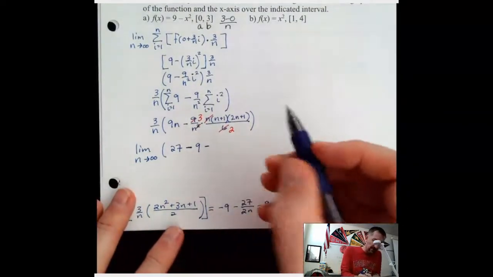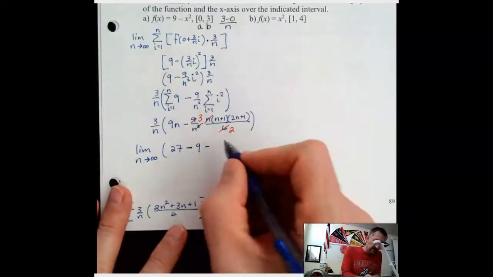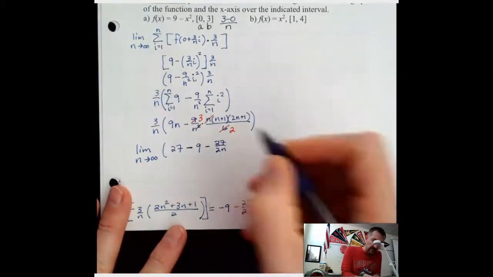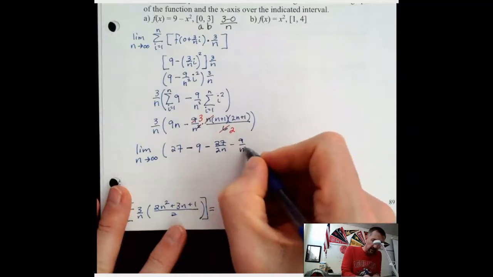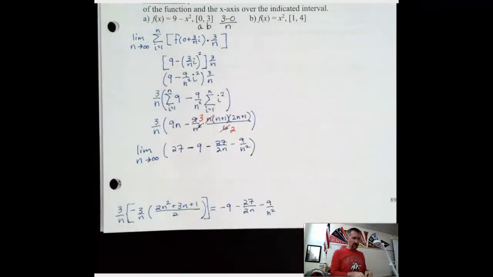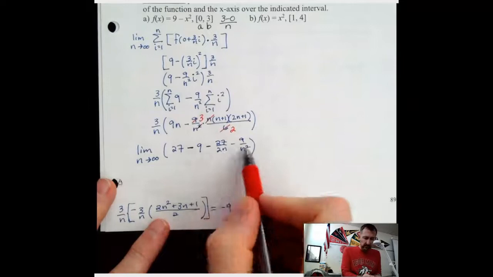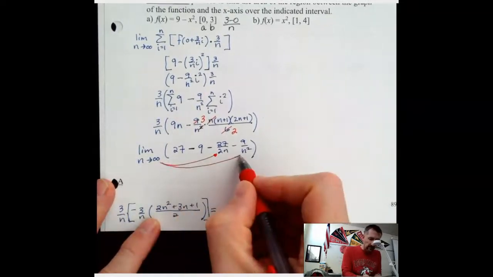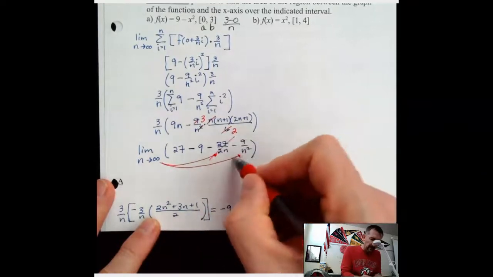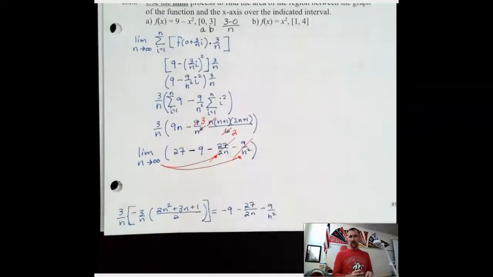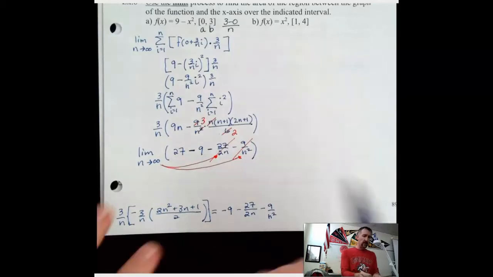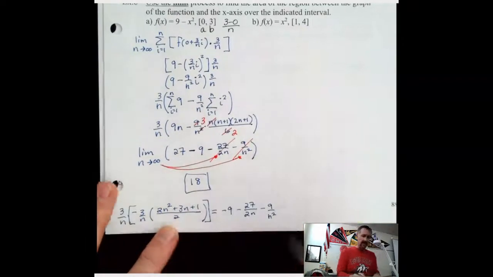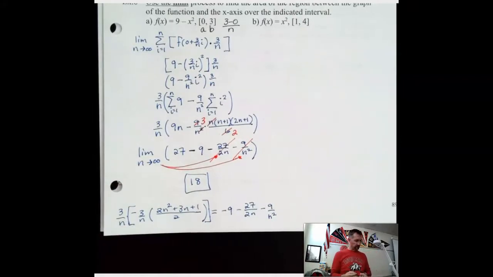So I'll go ahead and write them down since I calculated it out here. I'm not going to do that next time. But it's going to be 27 over 2n and 9 over n squared. Okay, and here's why I don't really worry about this stuff down here, because as n goes to infinity, these two things are going to go towards 0. So I don't really need to worry about that. We're just going to be left with 27 minus 9, which is 18. Okay.